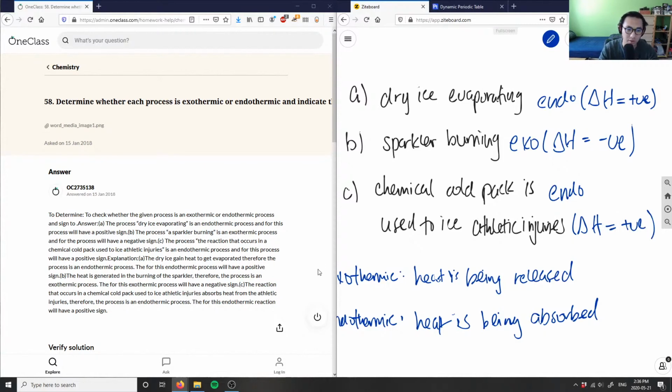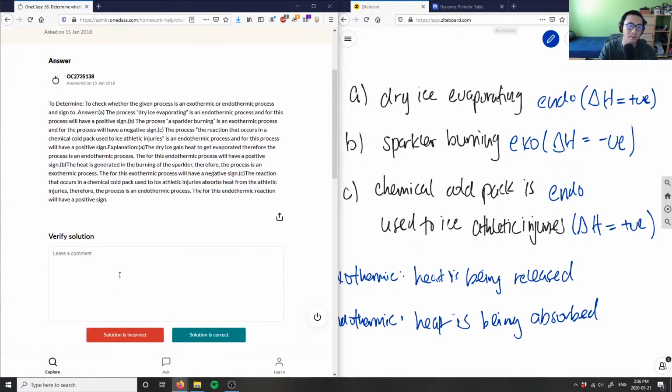So again, the solution is correct because I believe they have this as well. So dry ice evaporating is endothermic, so that's good. The dry ice gains heat to get evaporated, therefore it's endothermic. Sparkler is exothermic, which is good, and endothermic for the ice pack. So the solution is correct.